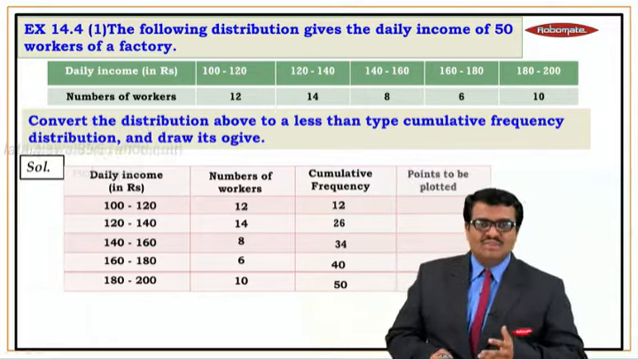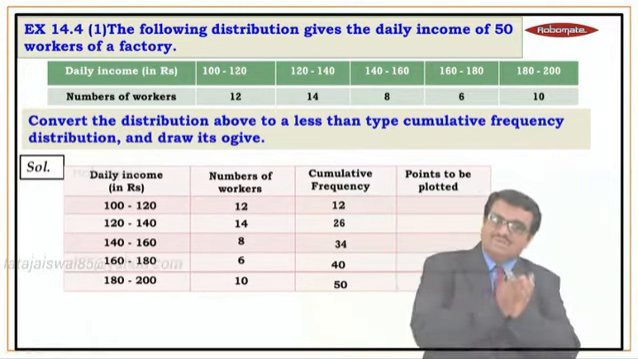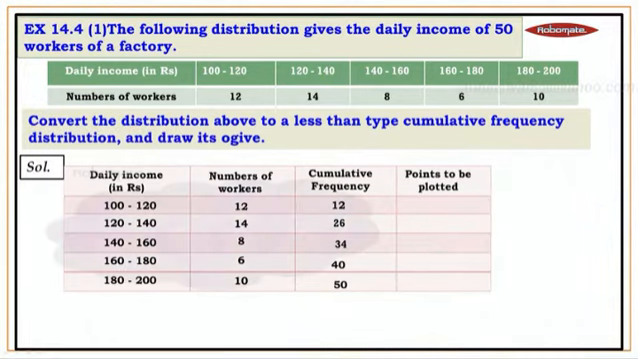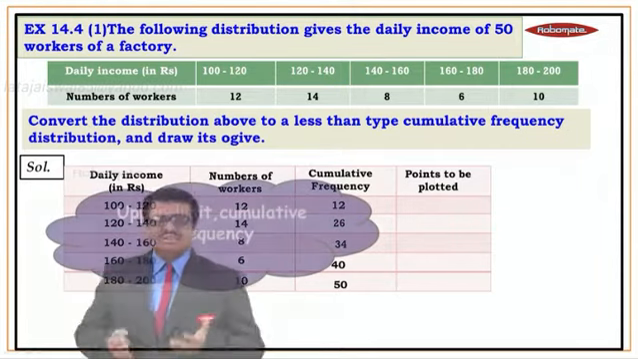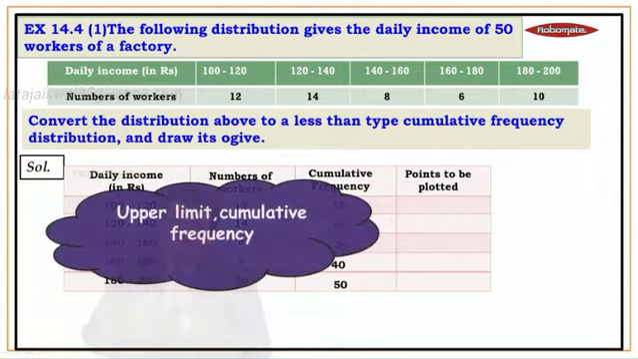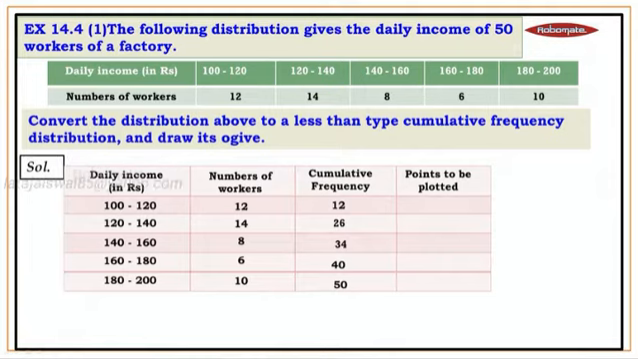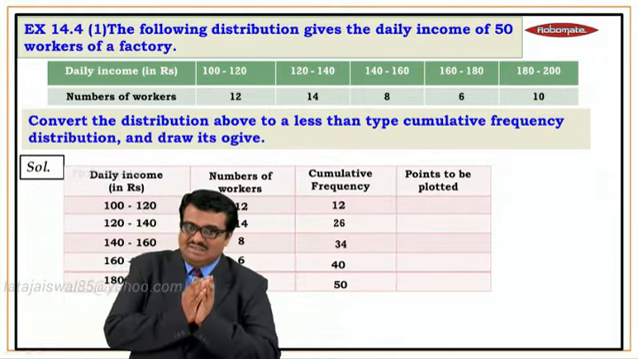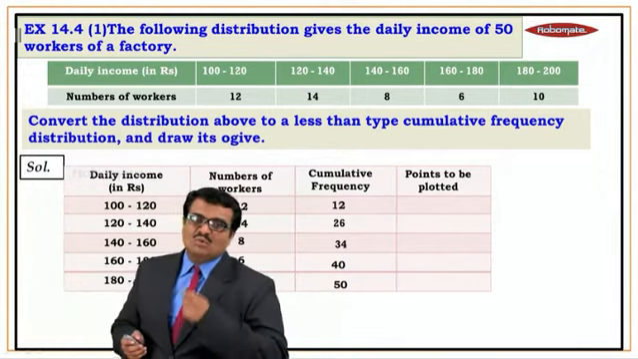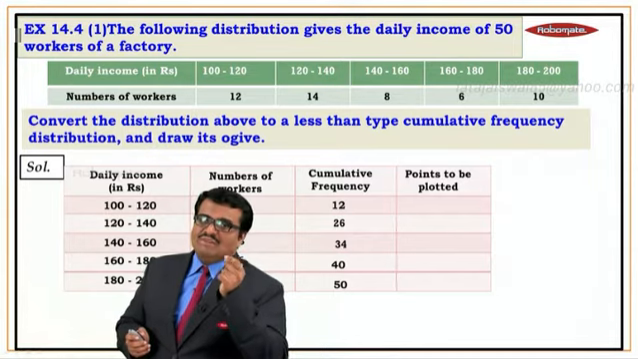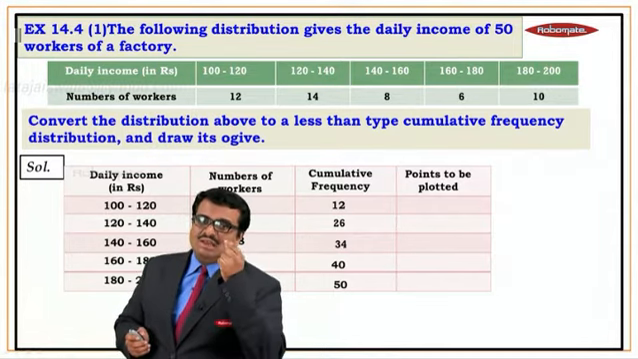And the last column is the points to be plotted for the ogive curve. How do we write the points? It is nothing but the upper limit, comma, the cumulative frequency. The upper limit of all the classes, comma, cumulative frequency. What is the upper limit of the first class? 120, comma, cumulative frequency is what? 12. So it becomes 120, comma 12.